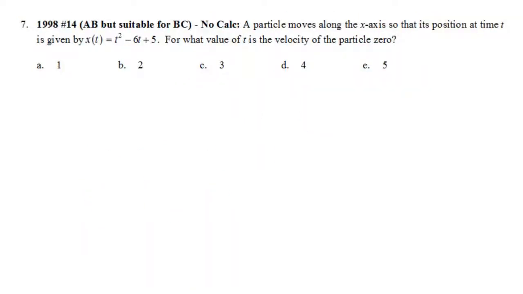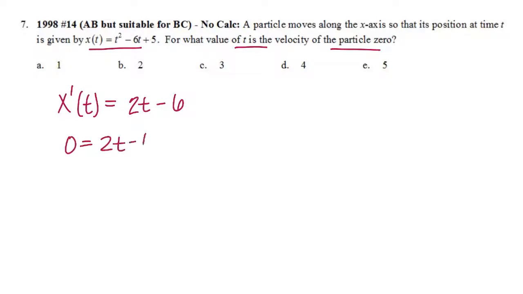Right, number 6. Again, no calculator, and we have a particle moving along the x-axis. We have a position, and then at what time t is the velocity of the particle 0? And so we're going to go through a very similar process here. Since we have position, we're going to take the derivative to get to velocity. And so that's going to be 2 times t minus 6. We're going to set that equal to 0 and solve. And so at time t equals 3 is going to be the first time that this velocity is 0.